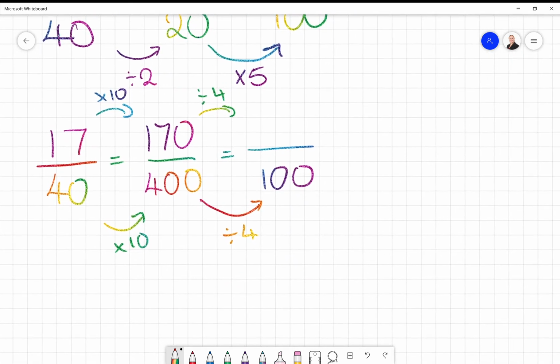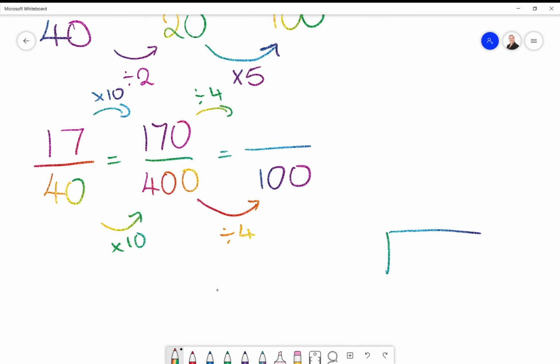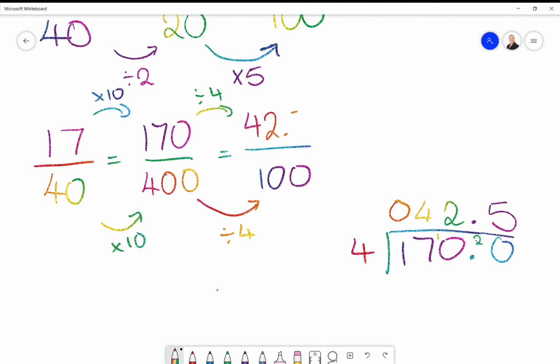170 by 4. So I'm going to do a short division. How many 4s go into 1? None. How many 4s go into 17? 4, 8, 12, 16. So that's 4, remainder 1. How many 4s go into 10? That's 2 because it's 8, but I've got a remainder 2. So I've got to put a decimal point in and another 0. So I've got to put my decimal point in here. How many 4s into 20? It's 5. So it's 42.5.